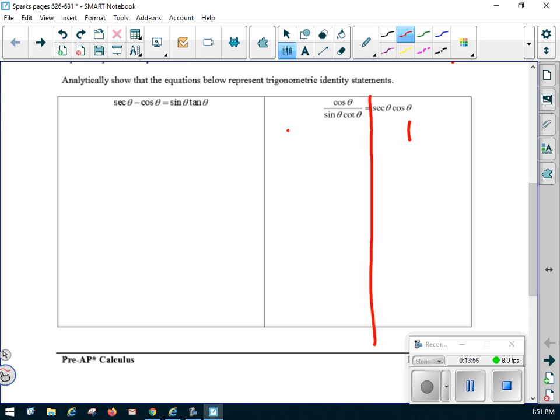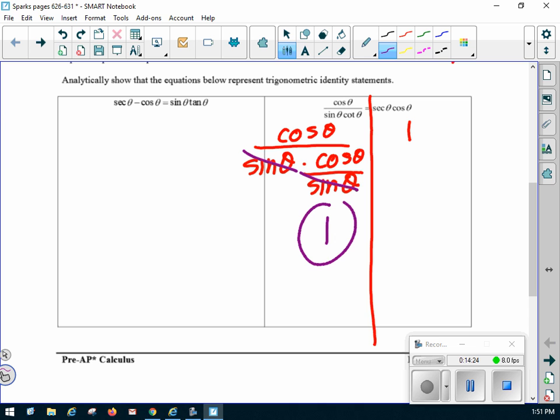So, cosine theta over sine theta times, look at there. Look here. Don't those factor out? And then cosine theta divided by cosine theta. That's 1. Done. Holy crap. That was so easy. Wait.